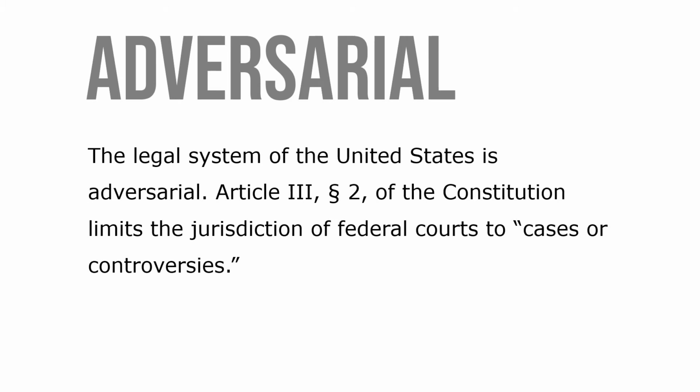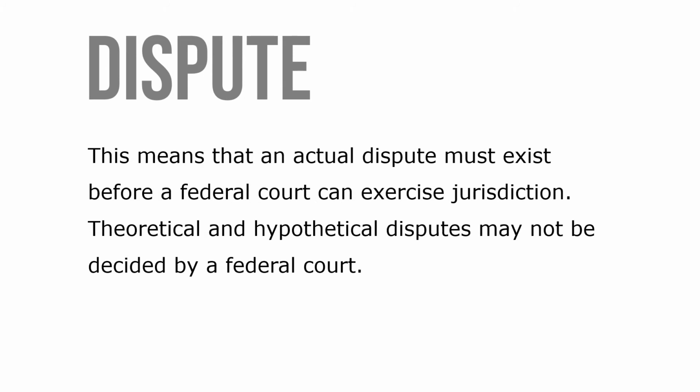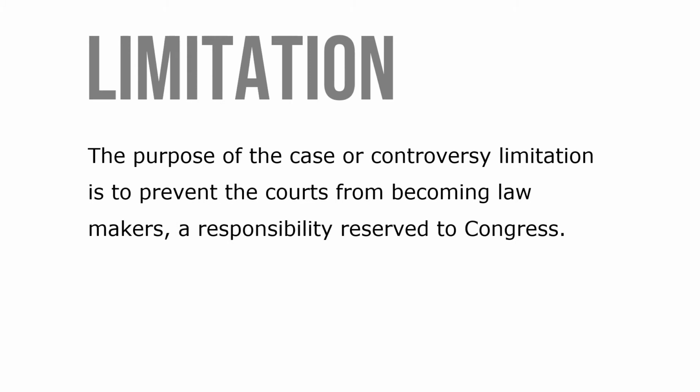The legal system of the United States is adversarial. Article 3, Section 2 of the Constitution limits the jurisdiction of federal courts to cases or controversies. This means that an actual dispute must exist before the federal court can exercise jurisdiction. Theoretical and hypothetical disputes may not be decided by a federal court. The purpose of the case or controversy limitation is to prevent the courts from becoming lawmakers, a responsibility reserved to Congress.